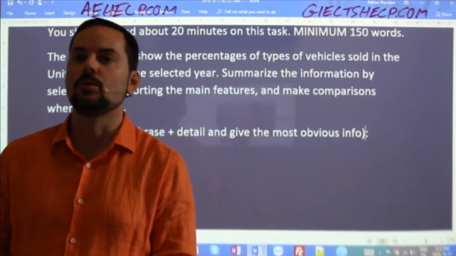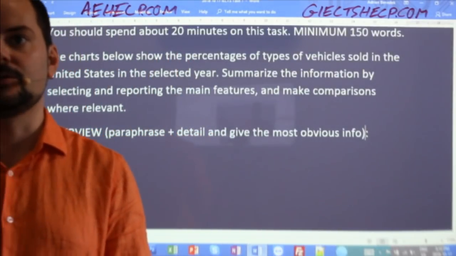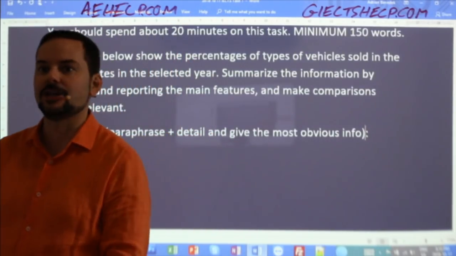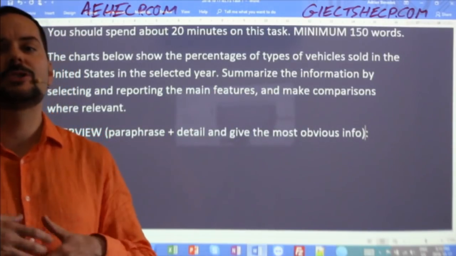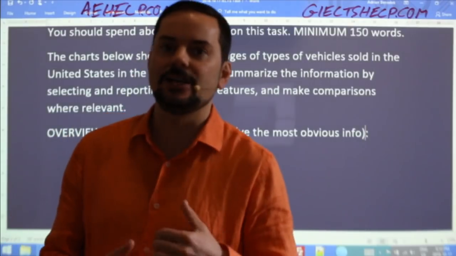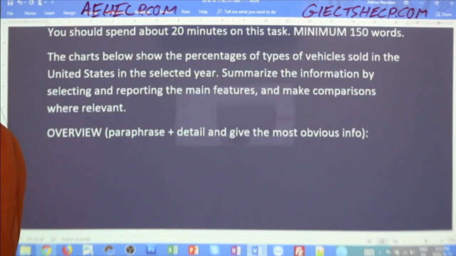Careful with your word choice there. We're not talking about transportation. We're talking about purchases, okay? So you have to be accurate there. All right, but otherwise you're getting along on the right track. Just make sure that your details are accurate and you're giving the right information. Okay, so here we go.